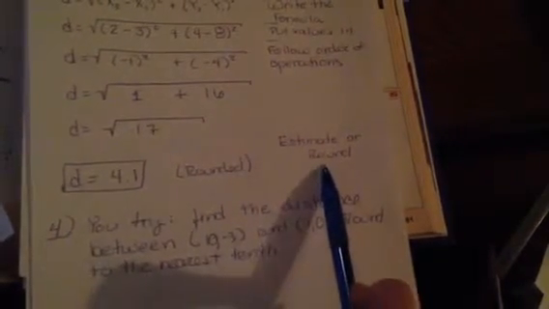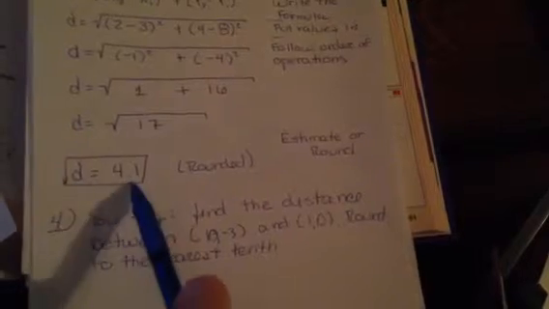And if I round, and at this point you would either estimate or round depending on what the question asks you, when I round, I get my distance is equal to 4.1. So here's one for you to try. Pause the video and give it a whirl.